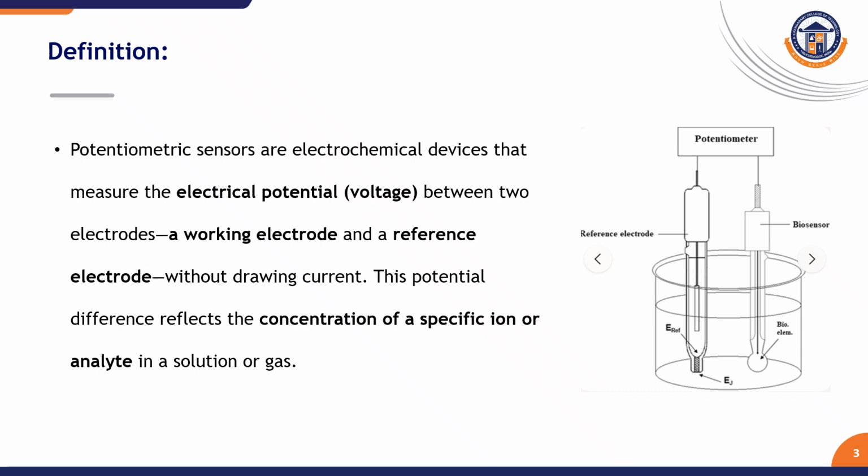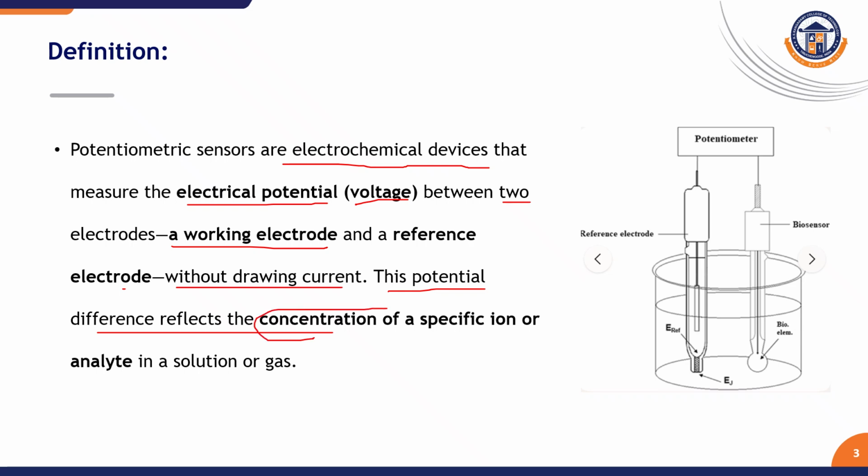What is a potentiometric sensor? It is an electrochemical device that measures electrical potential, that is, a voltage between two electrodes. The two electrodes we are using here are a working electrode and a reference electrode, without drawing a current. This potential difference reflects the concentration of a specific ion or analyte.